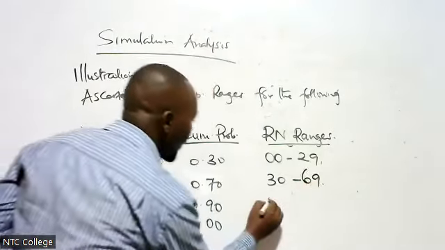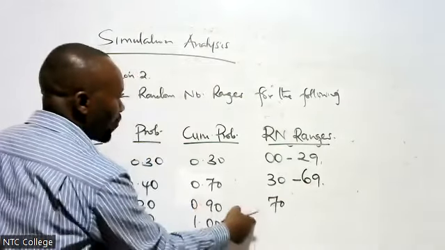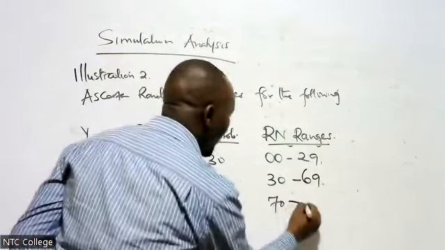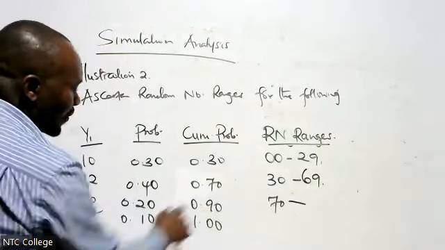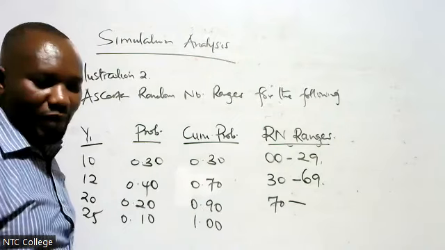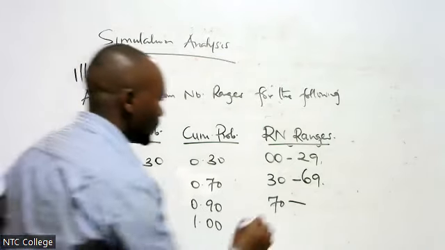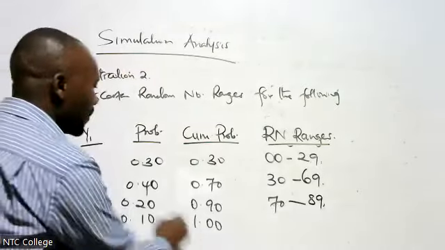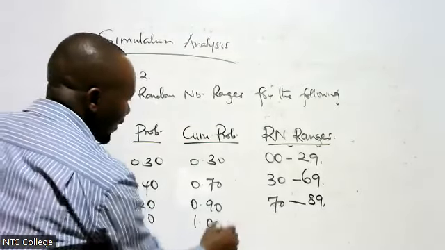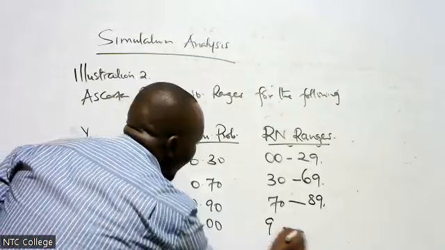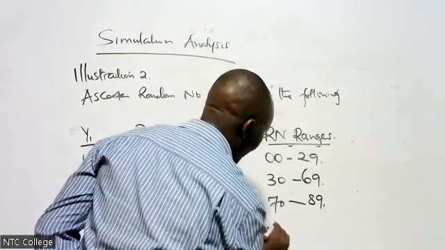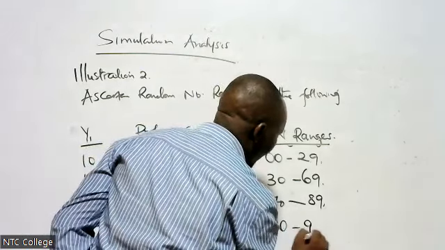Then we have 70 now. 70 becomes the opening, just the way 30 was the opening, the lower limit. 1 less 90 is 89. So we have 70 to 89. And then we come here, 90 is the opening. 1 less 100 is 99. So 90 to 99.